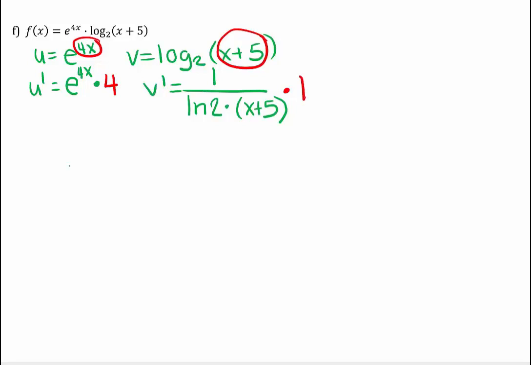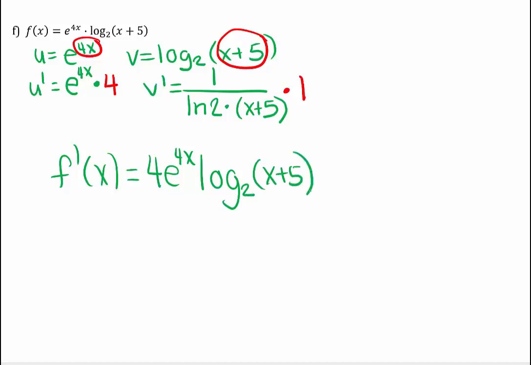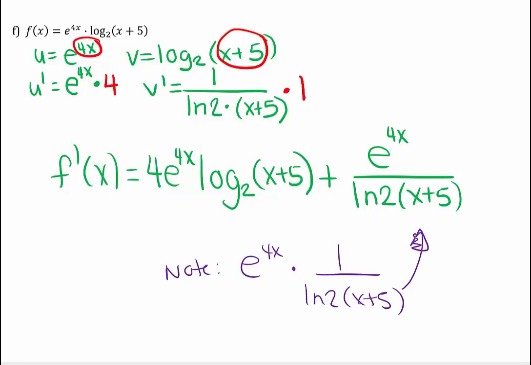Now, using my product rule, I'm going to take u prime times v, so 4 e to the 4x times log base 2 of x plus 5, plus v prime times u, which I'm going to write as e to the 4x over natural log of 2 times x plus 5. And that's my answer here. There really isn't any simplification we can do with that. That is our derivative.